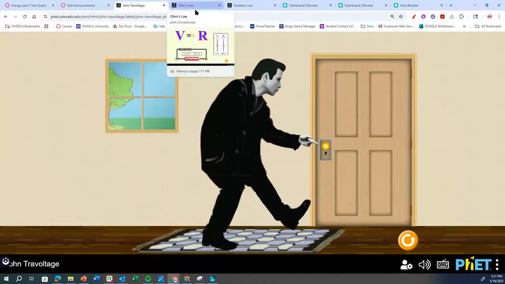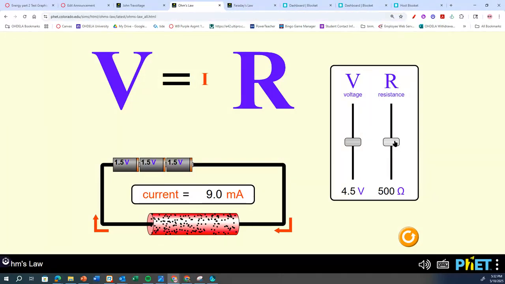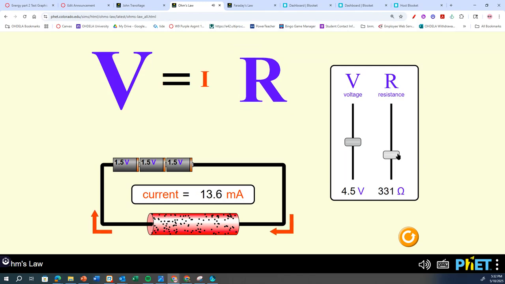Another one that you have to play with is Ohm's law. If we keep the voltage the same and lower the resistance, so we're at about 500 right here, if we go to approximately 250, you'll notice that if we reduce the resistance and keep the voltage the same, we'll get an increase in the current. We'll get double the current.